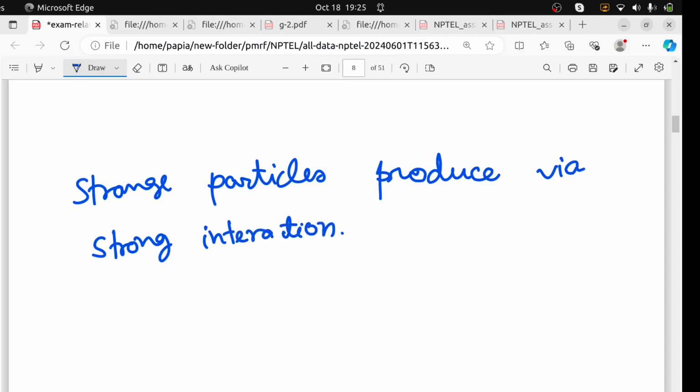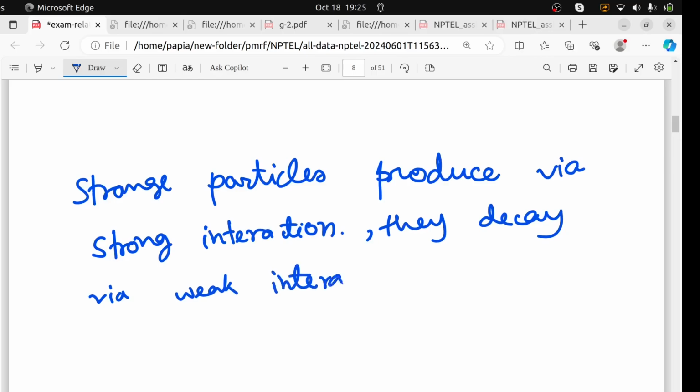but they decay via weak interaction. You can observe these things in any nuclear reaction. Whenever we are taking care of a strange particle, they are most probably produced via the strong interaction, but they decay via weak interaction. I thought that is important, so that's why I wrote it here.